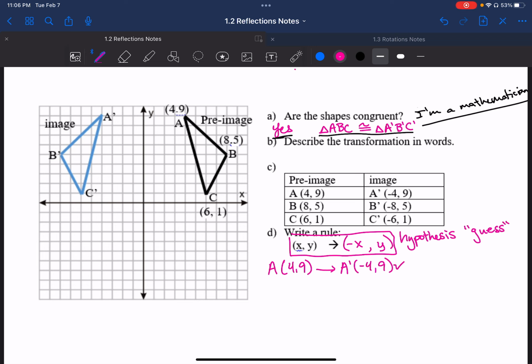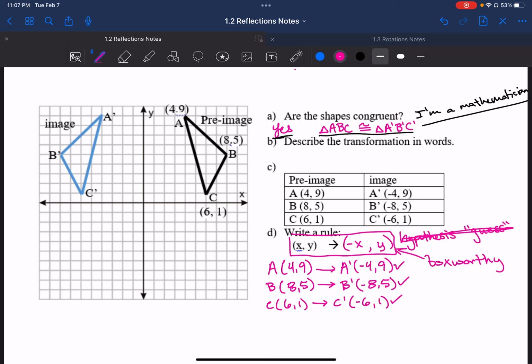So clearly I think it works here for A because that's what made me think of it. B is 8, 5. Well, I'm not even going to look up here. Let's get rid of that. Scribble that out. I didn't even look at it. I'm going to test my hypothesis. So according to my hypothesis, B prime should be -8, 5. If I reveal, aha, it worked. Now let's try that one last time on C. C is the point 6, 1. C prime, according to me, is -6, 1, which works. So now I'm confident to say that this is no longer a hypothesis. This is my answer. It's box-worthy, as I will call it.